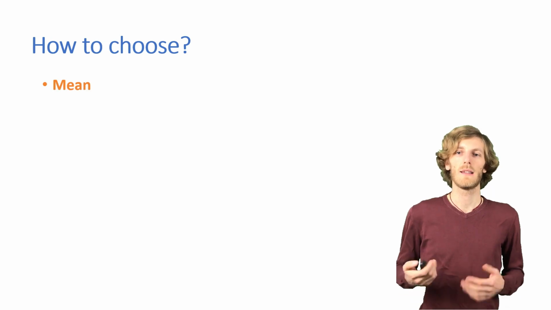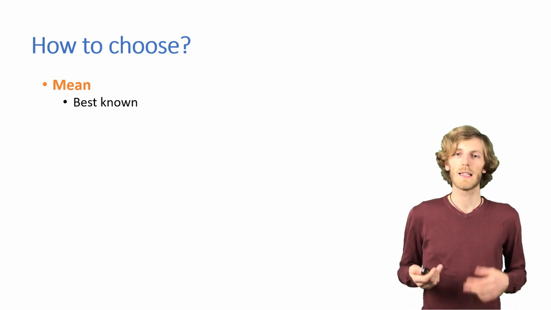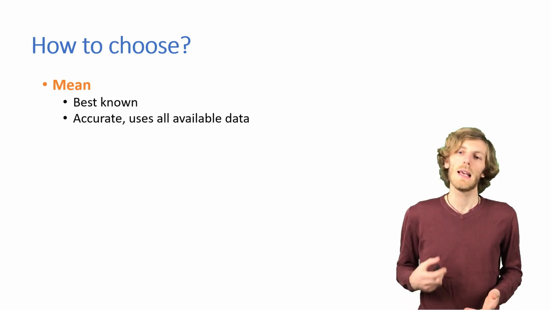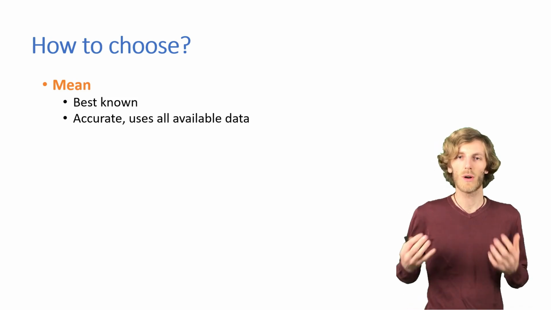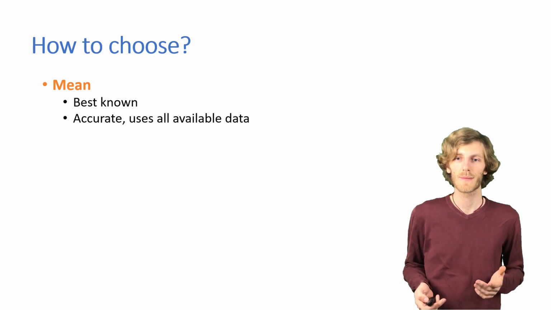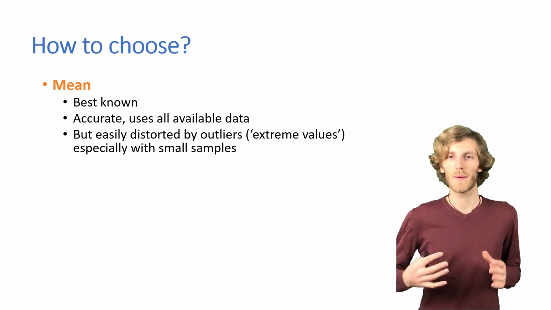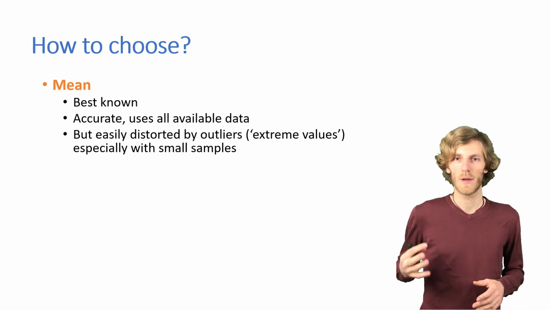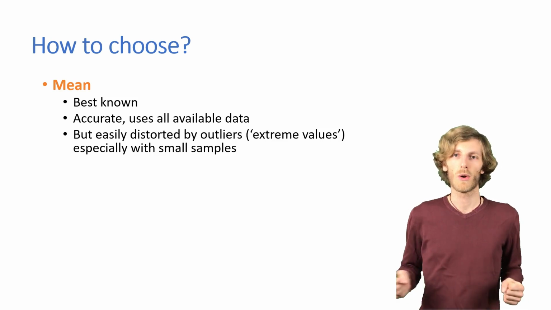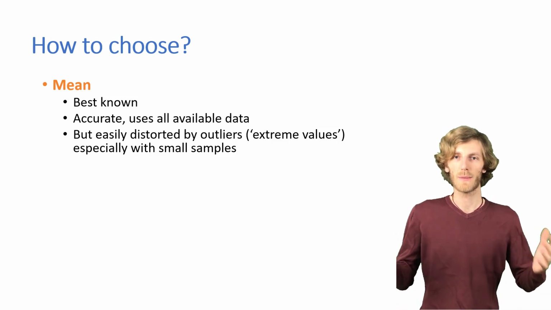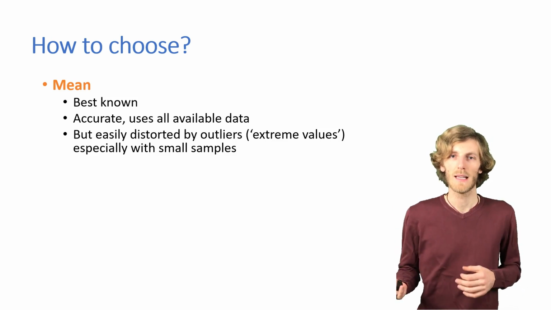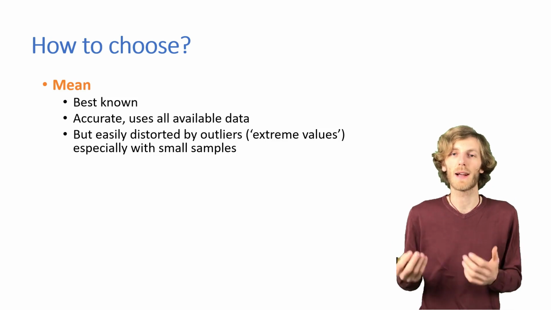Well, the mean is certainly the best known, the most popular. It's probably what many of us think about intuitively when thinking about an average. It's also accurate because it uses all available data. So it's sensitive to changes in any of the data points. However, that also means that it can be quite easily distorted. If there are a couple of extreme values, then they affect the mean in a way that it might actually no longer be typical. If we look at wealth, a couple of super rich people inflate the mean wealth so that that average isn't typical of anyone anymore.